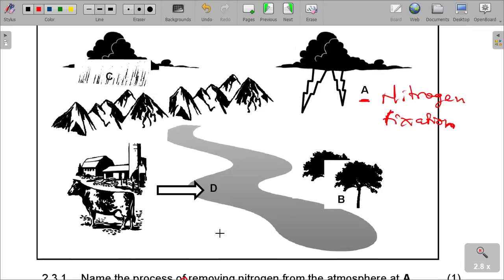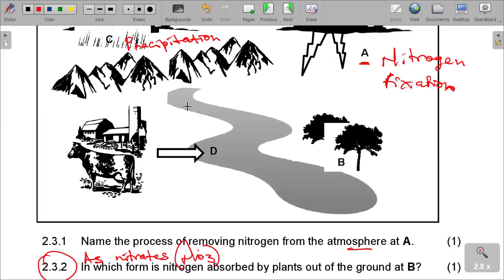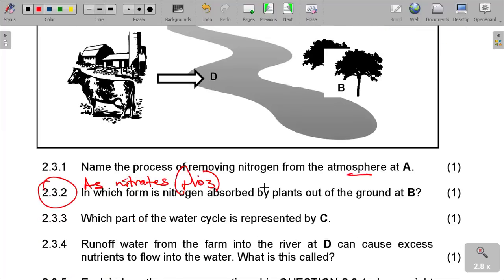Which part of the water cycle is represented by C? C is showing the clouds, and we are seeing the water that is falling there. So C is representing what? It is precipitation. We can agree together that it's precipitation. C is precipitation.